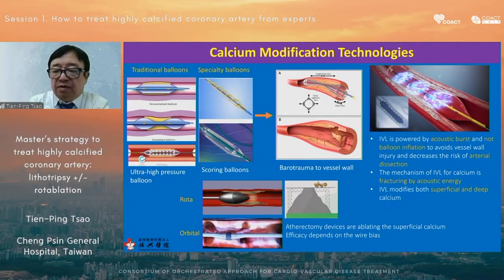And the IVL is powered by acoustic bursts and non-compliant balloon dilatation to avoid vessel wall injury and decrease the risk of arterial dissection. The mechanism of IVL for calcium is fracturing by acoustic energy. IVL modifies both superficial and deep calcium.